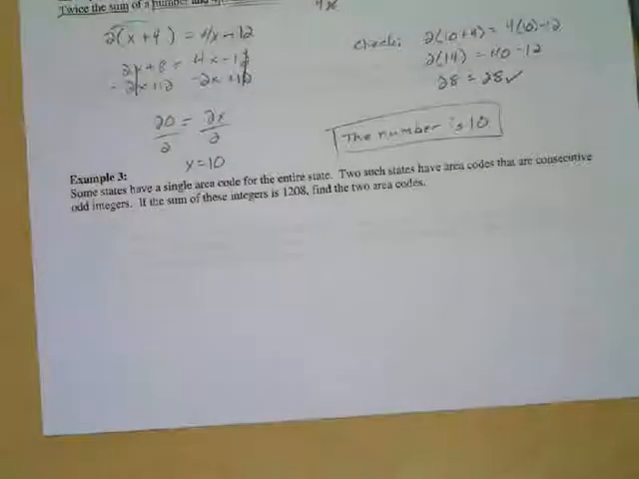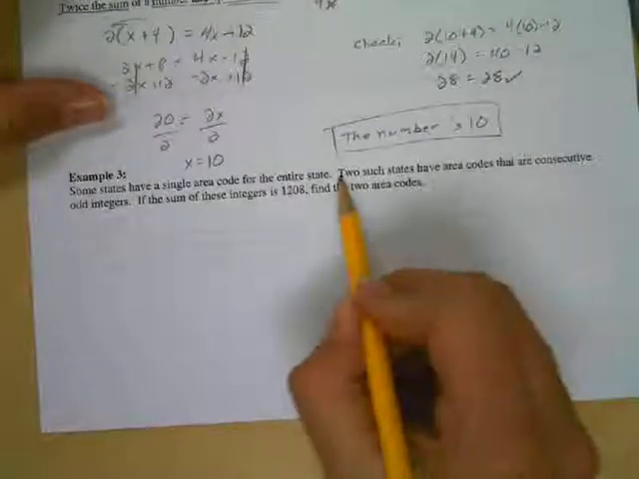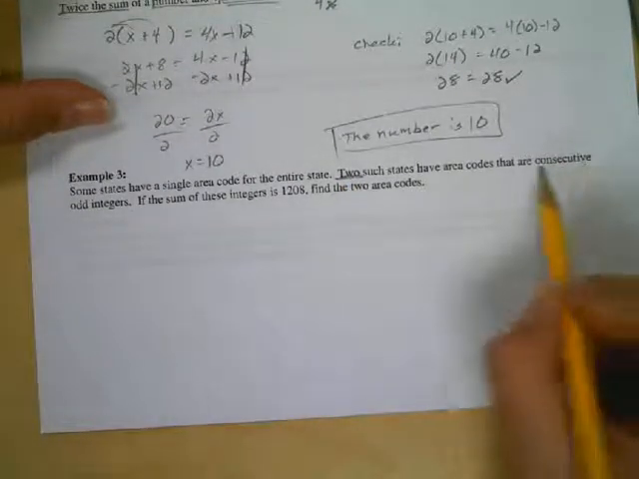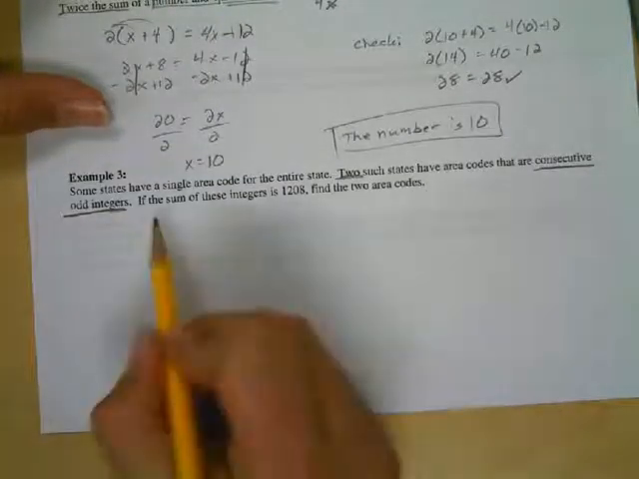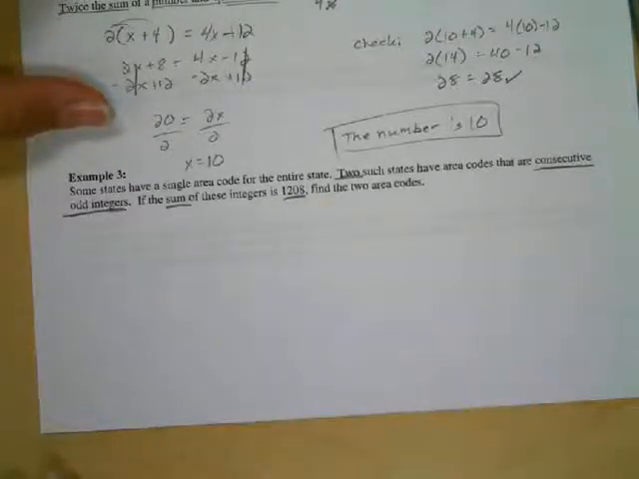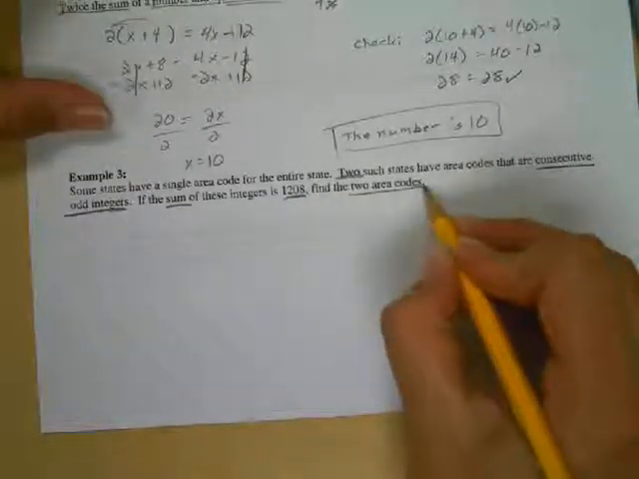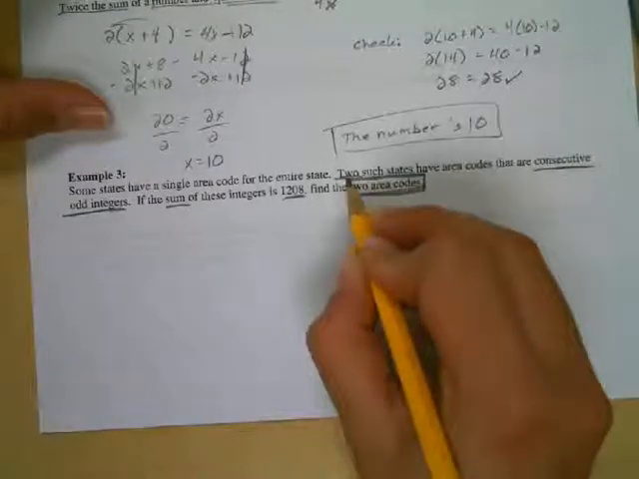Alright, so example 3, same sort of idea. Only now we're going to look at those consecutives. They're going to give us all kinds of information we don't even need. Some states have a single area code for the entire state. 2 such states have area codes that are consecutive odd integers. If the sum of these integers is 1208, find the 2 area codes. And I box this in because this is what I'm looking for, 2 area codes.